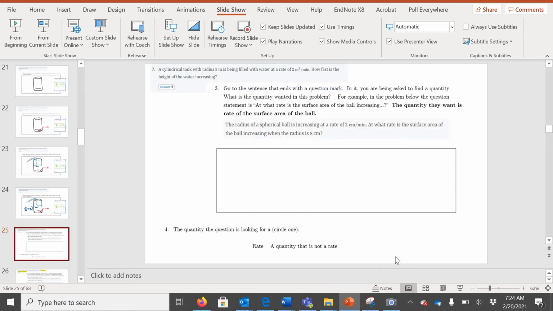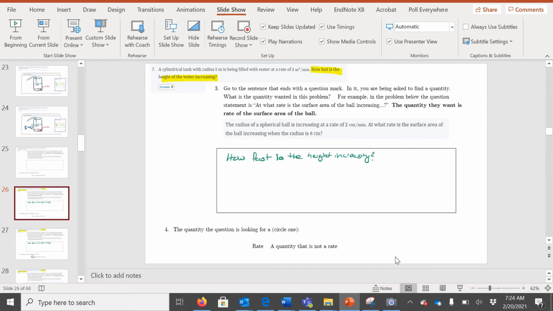The next thing is we go to the sentence with the question mark. That's the last sentence here. How fast is the height of the water increasing? So I just write that down. That's what I'm looking for. That quantity is a rate because the key words are fast, increasing. Those are trigger words for rate. And so I'm looking for a derivative.